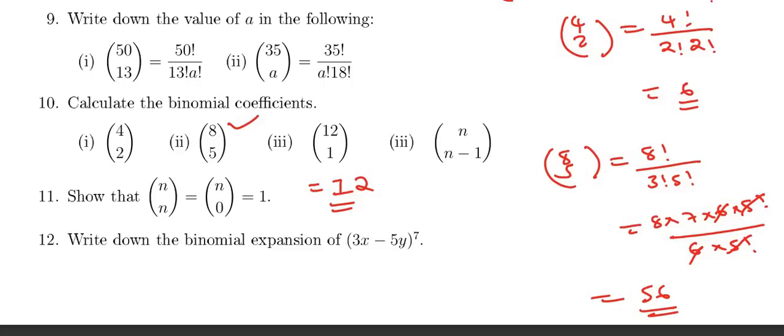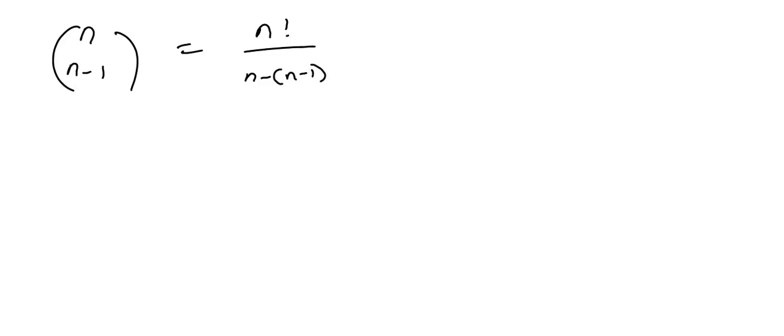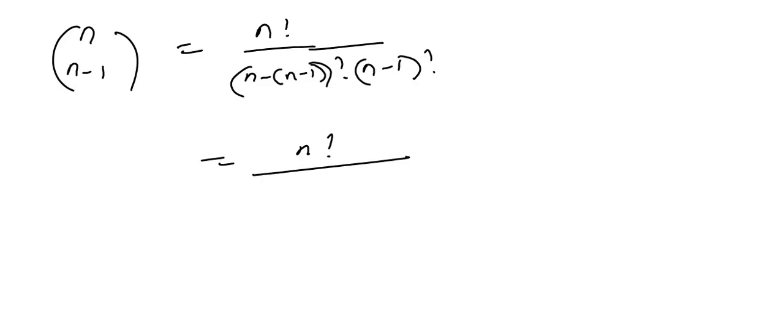Then for the last one, that's n choose n minus 1. This is the same as n factorial over n minus 1 factorial, and then (n minus (n minus 1)) factorial, which is n minus n plus 1 factorial, and then n minus 1 factorial. This will be n factorial.